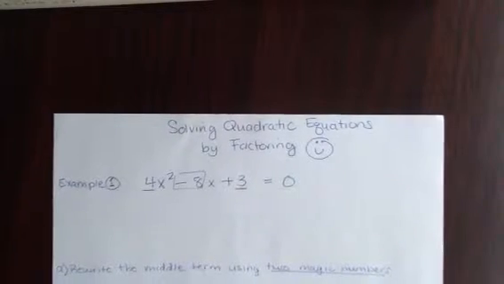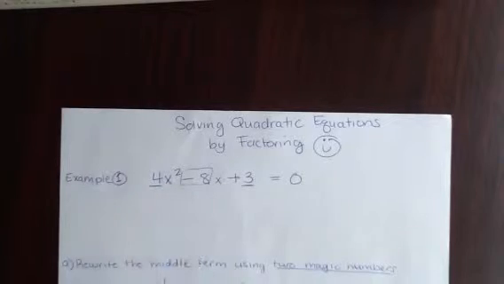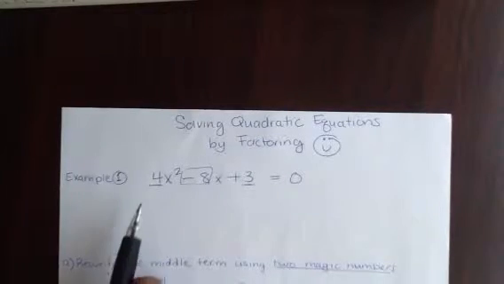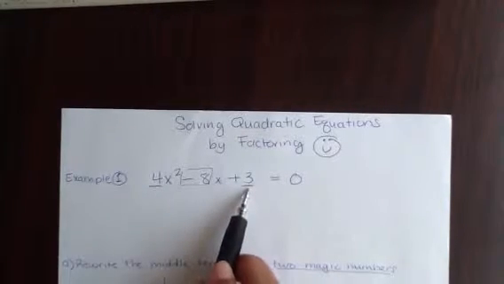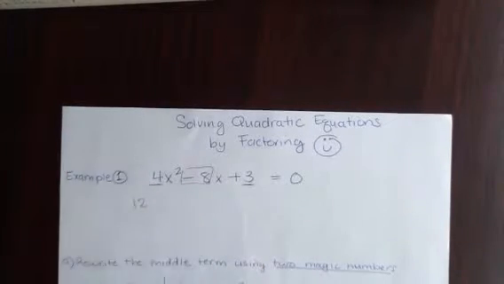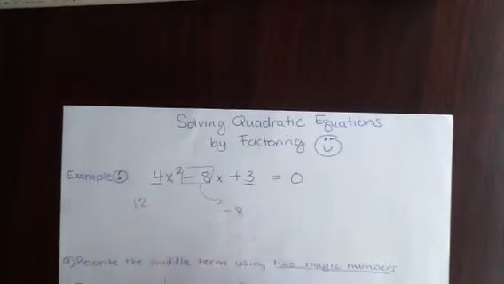The next thing that you want to do is rewrite the middle term, this negative 8x, using two magic numbers, which we need to find. In order to find those magic numbers, you have to take your first and your last coefficient and multiply them, and you get 12. So you need factors of 12, and they need to add up to your middle number, which is negative 8.